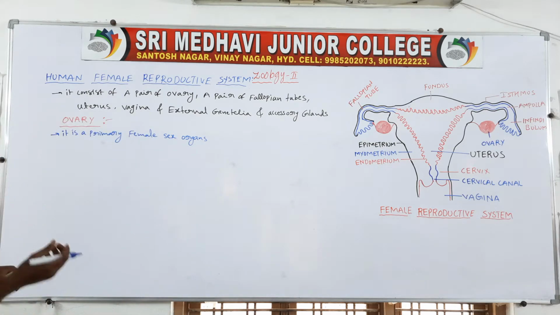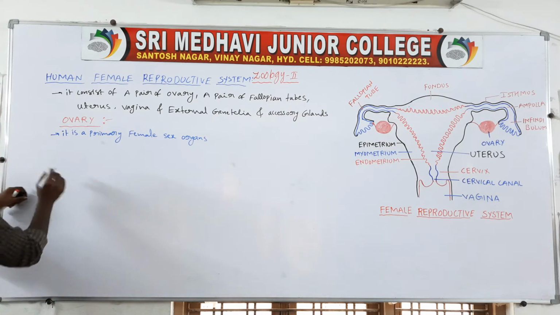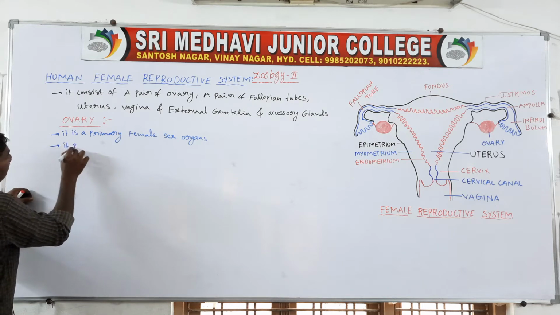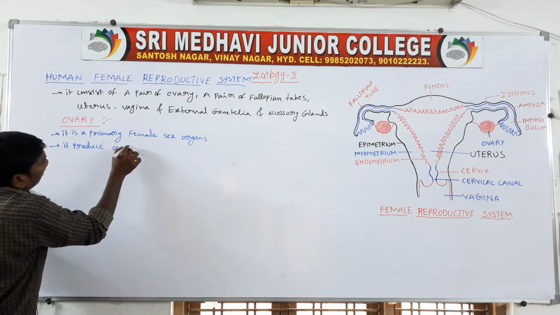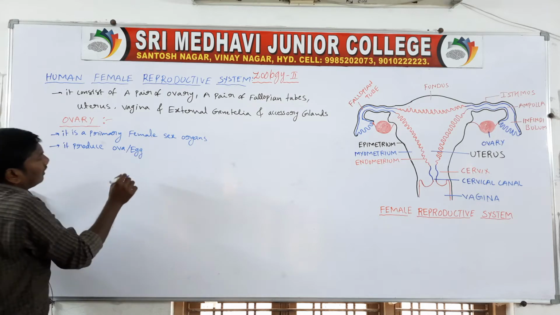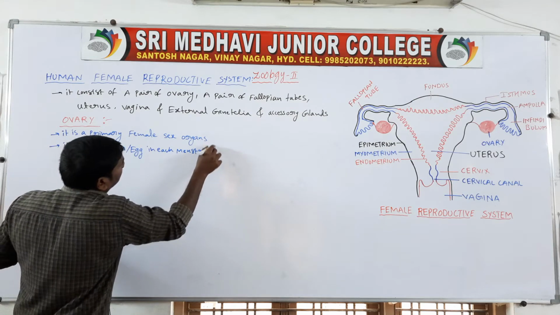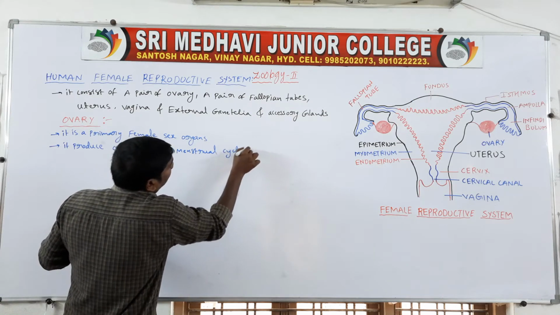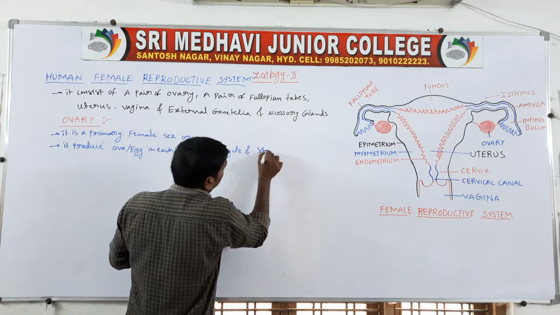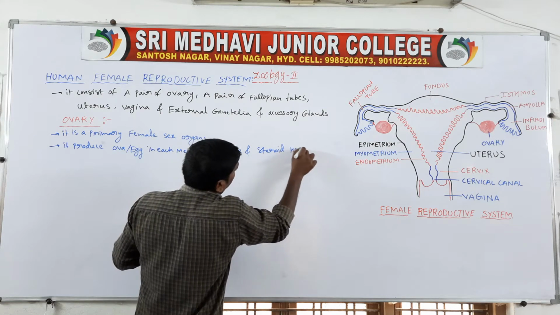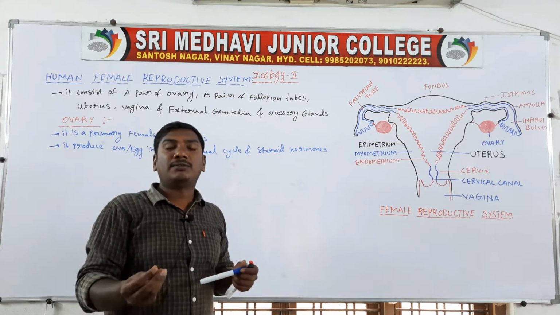Next, the ovary produces the ovum or egg in each menstrual cycle and releases steroid hormones.